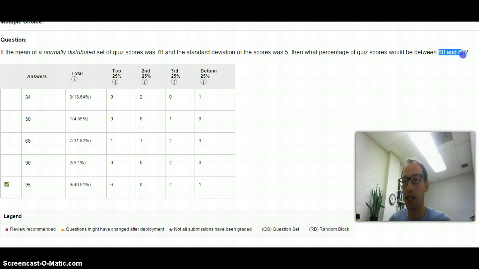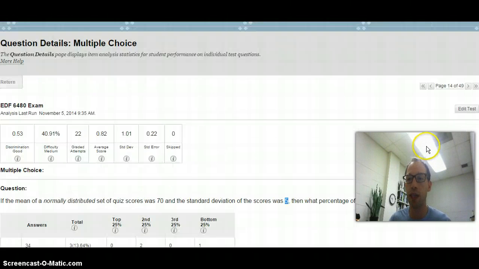We have between 60 and 80. So we went 2 of these standard deviations below 70 and 2 of these 5s above 70. To go from 60 to 80, we went 2 standard deviations. So with the 68, 95, 99 rule, 95% of the data in a normally distributed data set will be between 2 standard deviations below and 2 standard deviations above. So that's the 95.